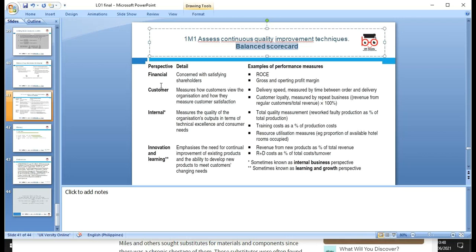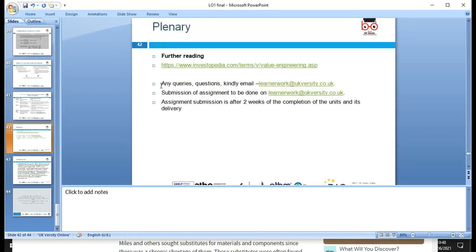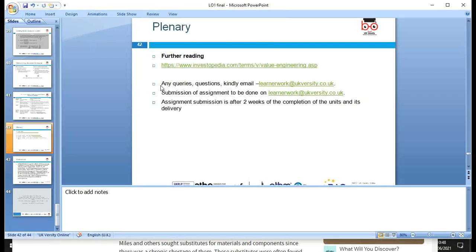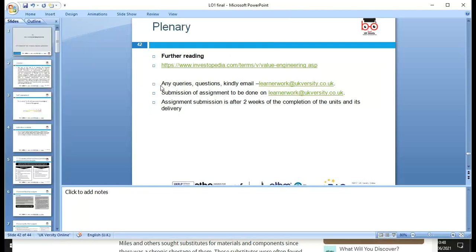Okay, so that's all for today. If there is any question, anyone, please drop me an email. I copied the link to do a bit of reading on value engineering. There are a lot of examples. That's also cost reduction for management, financial control.